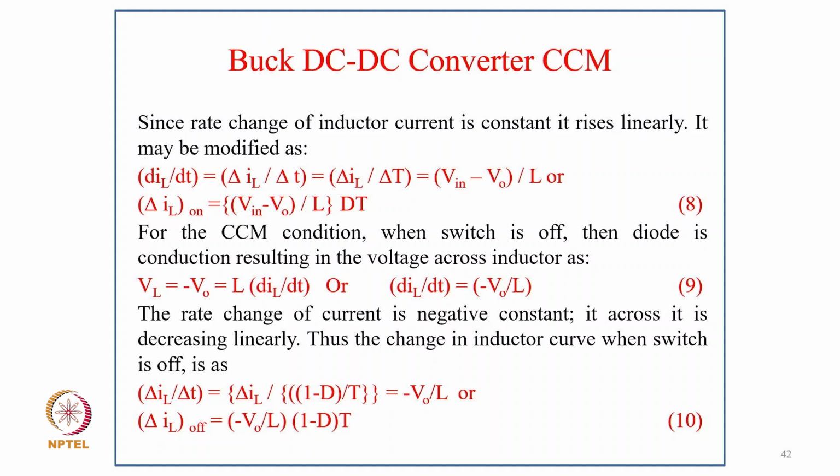It may be modified as dIL upon dt equals delta IL upon delta t, or delta IL upon delta T equals (Vin minus VO) upon L, or delta IL on equals (Vin minus VO) upon L into DT.